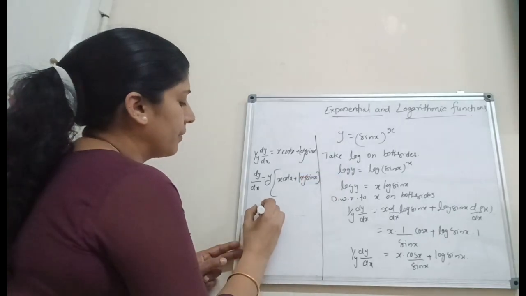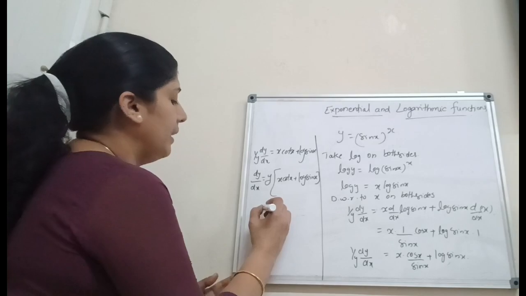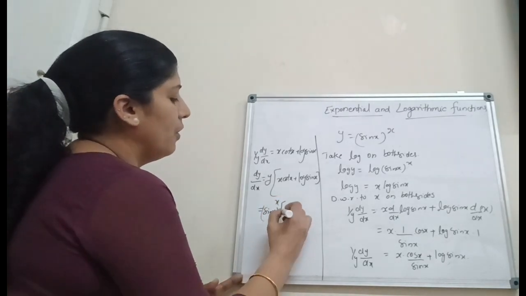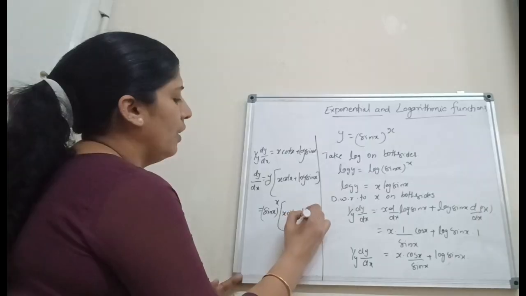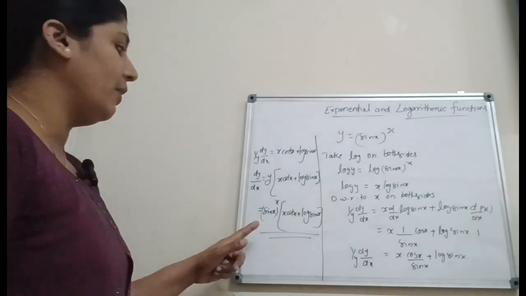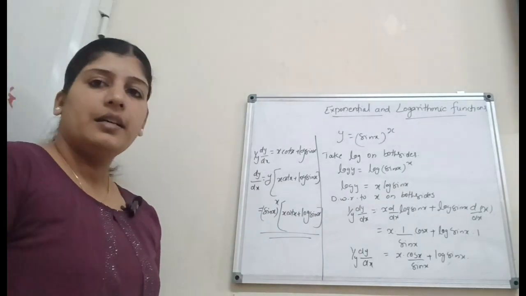Now next we have to replace y as sin x raised to x. That is dy by dx equal to sin x raised to x into x cot x plus log sin x. Therefore, dy by dx equal to sin x raised to x into x cot x plus log sin x.